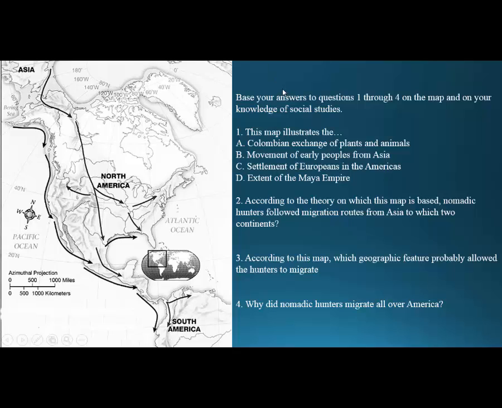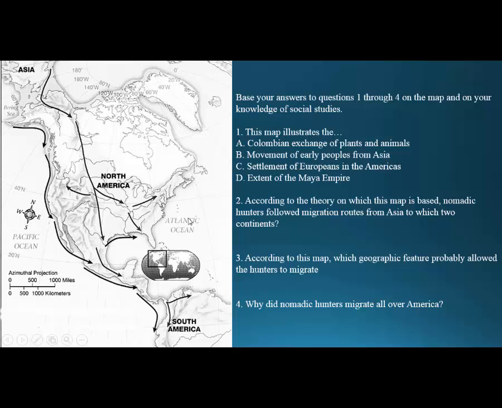Question number 1. Base your answers for all of these questions, 1 through 4, on the map and your knowledge of social studies. So some of the questions will come directly from the map. Some of these questions will come from what we've talked about in this lesson. First one, number 1. This map illustrates the, so it's this map here. Take a good look at it, all of it. If you need to pause, do that too.